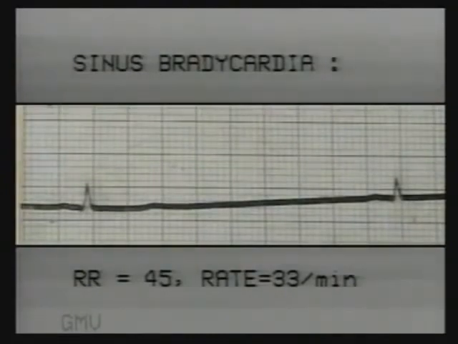This is another recording of sinus bradycardia with heart rate of 33 per minute. The RR interval is 45 millimeters. Note the normal P waves and normal PR intervals. Sinus bradycardia is seen in athletes, during sleep and with drugs like beta blockers.